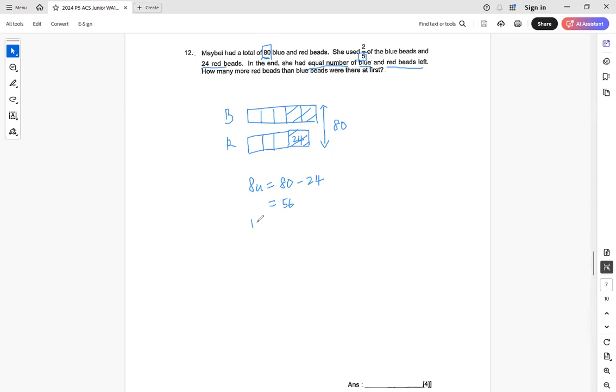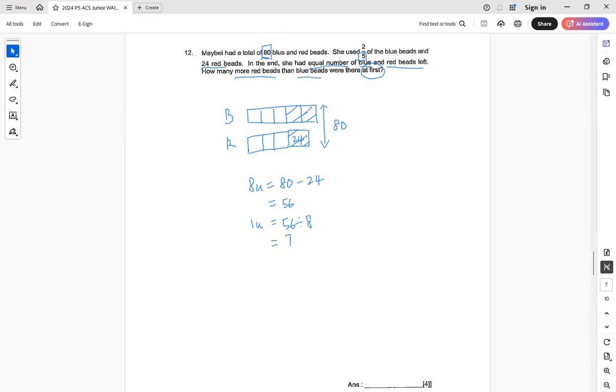Always find 1 unit. I'll take 56 divided by 8. It will be 7. Once I've gotten 1 unit, let's go back to the question to see what they're asking for. The question is asking how many more red beads than blue beads were there at first. So I must count how many blue beads at first and how many red beads at first, then compare the difference.